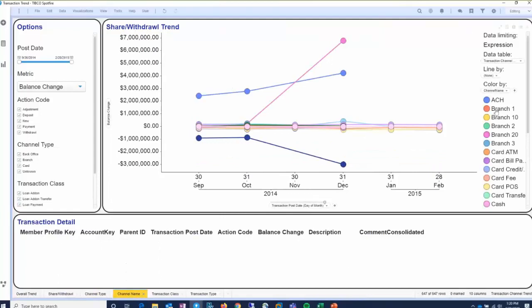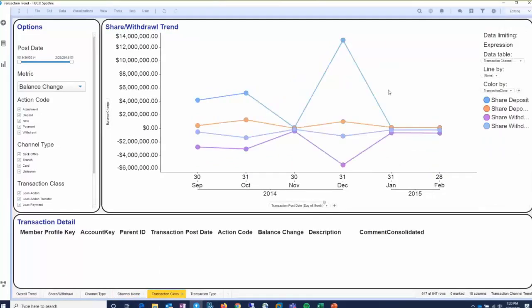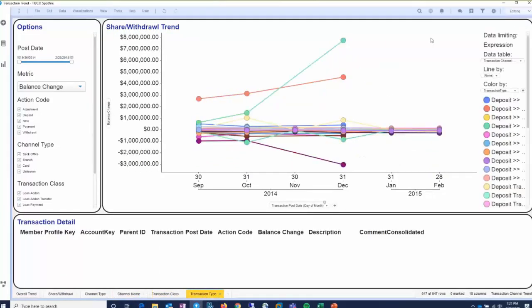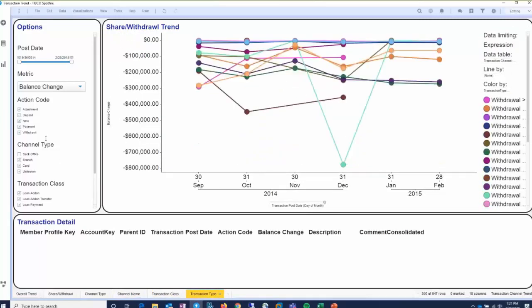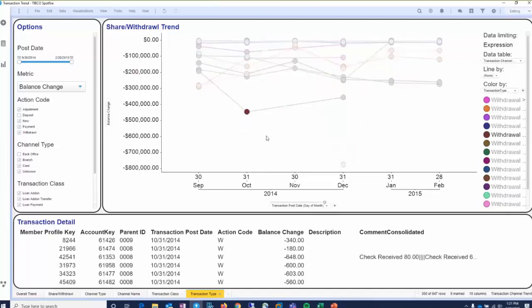You can do it by the channel name, or by the transaction class, or by the transaction type. There's just lots and lots of different ways you can break this down, and it's all real time, and it's all at your fingertips, and you don't have to burden your IT group all the time for these things. And this drill down capability is something that a lot of the other BI tools don't do. So really this is kind of two queries that's happening in relationship to each other.